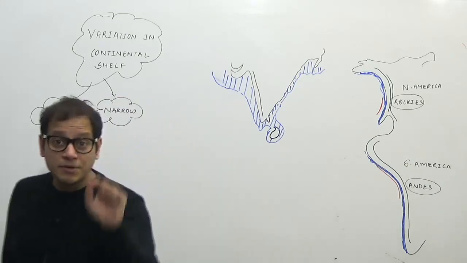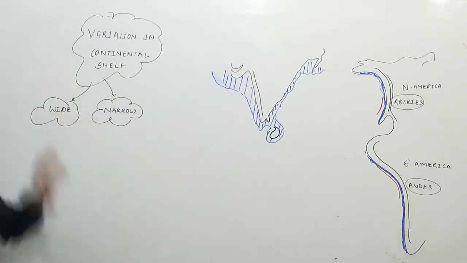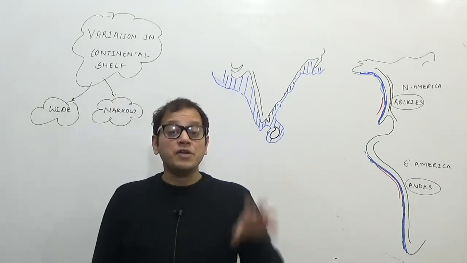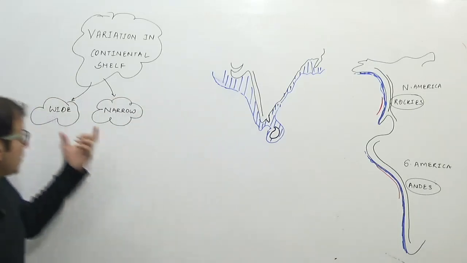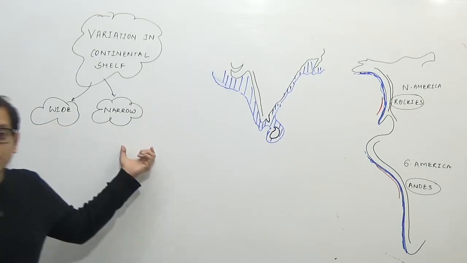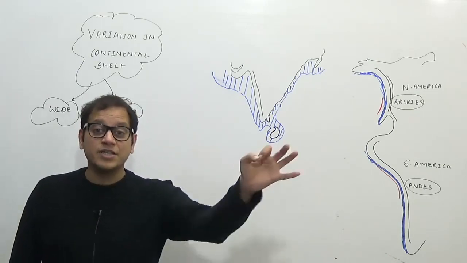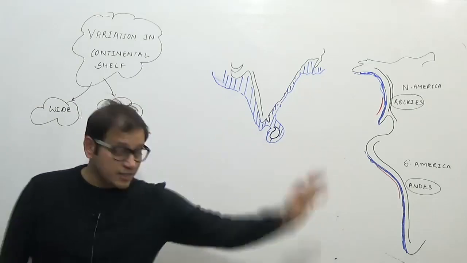As I told you in the previous lecture, there is a variation in the width, a variation in the size of a continental shelf. How is this variation? Some of the continental shelves are wider, and somewhere the continental shelves are narrower. That means there is a variation in the width of a continental shelf.